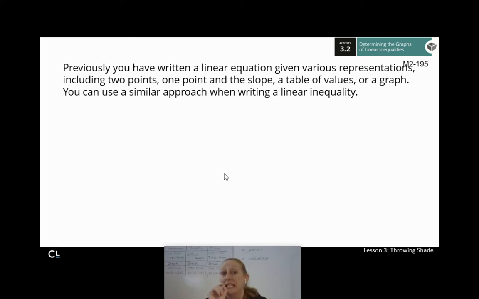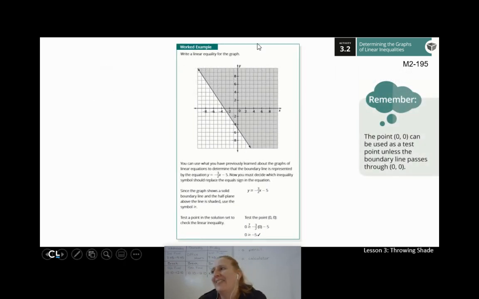We can use a similar approach when writing a linear inequality. If you have your slope, your y-intercept, and you know if the line is dashed or solid, and if it's shaded above or below, you can actually use the graph to write the inequality. So here's the deal. I have this lovely graph. Here I have a linear inequality that's been graphed, and we want to write the inequality for this.